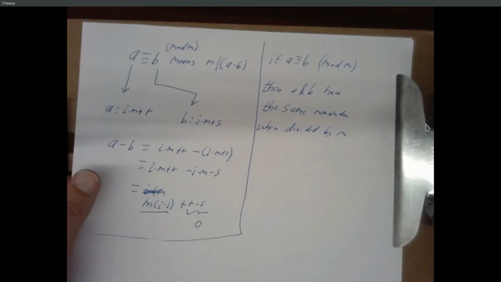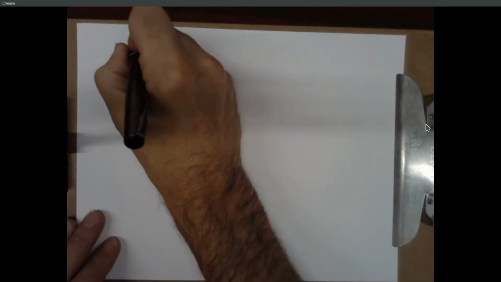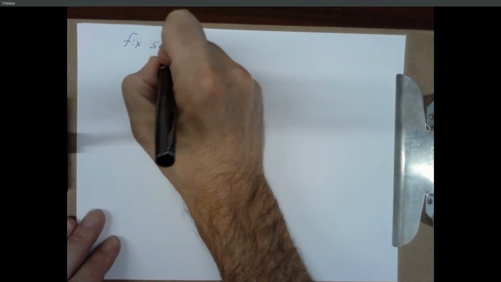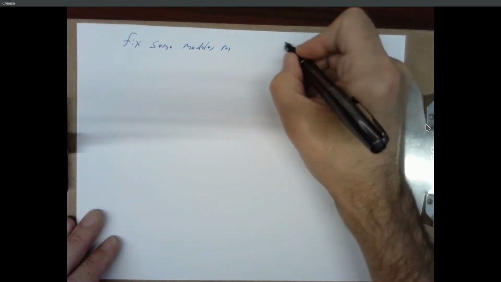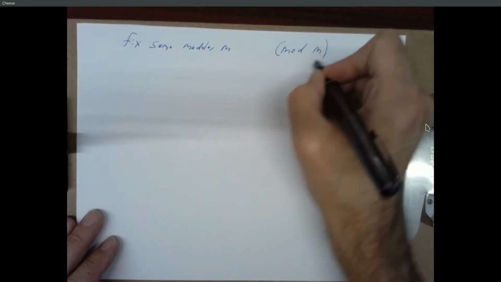So here's what we're going to do. We're going to invent a new type of algebra. And we know how to add, subtract, and multiply and divide regular numbers. We're going to invent a new set of numbers. And we're going to look at addition and subtraction and multiplication and some form of division on these new numbers. So let's fix some modulus m. So we're always going to be thinking about mod m.